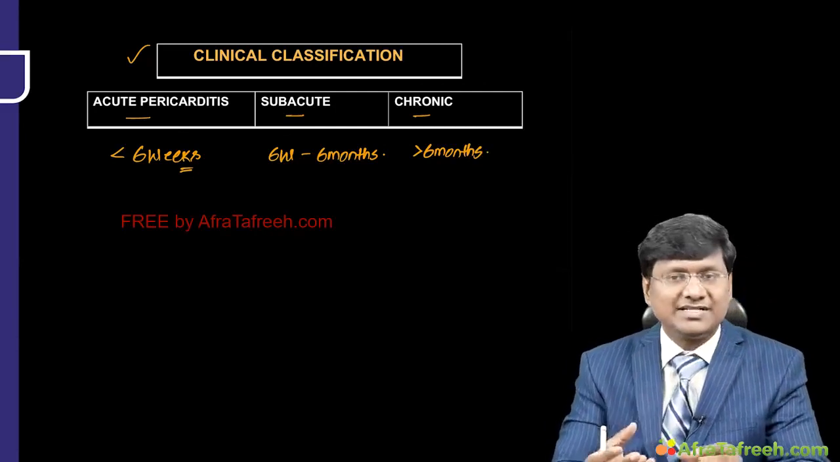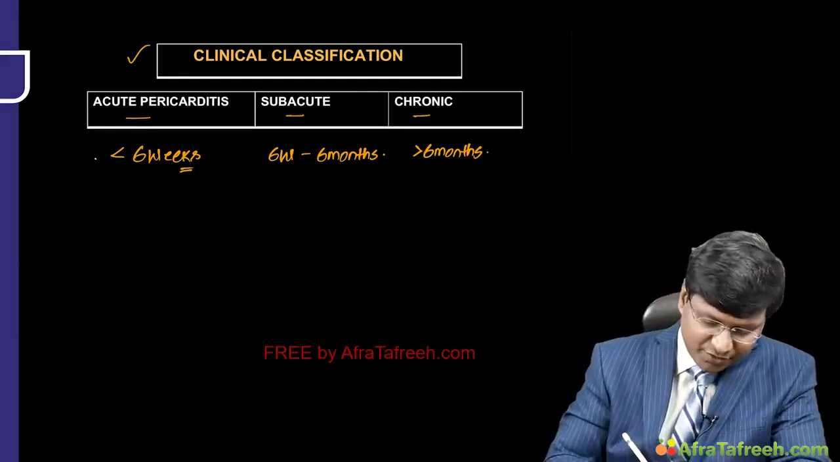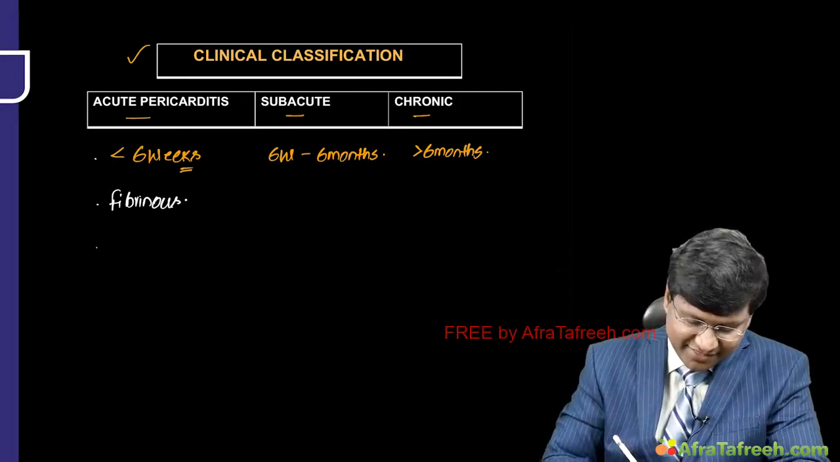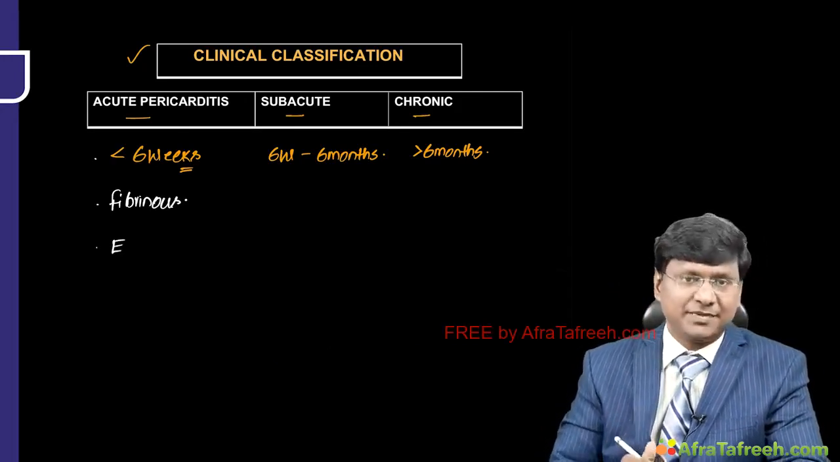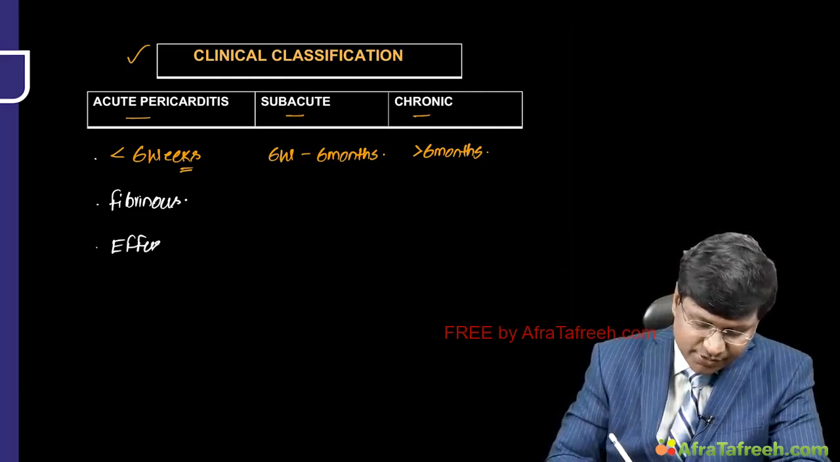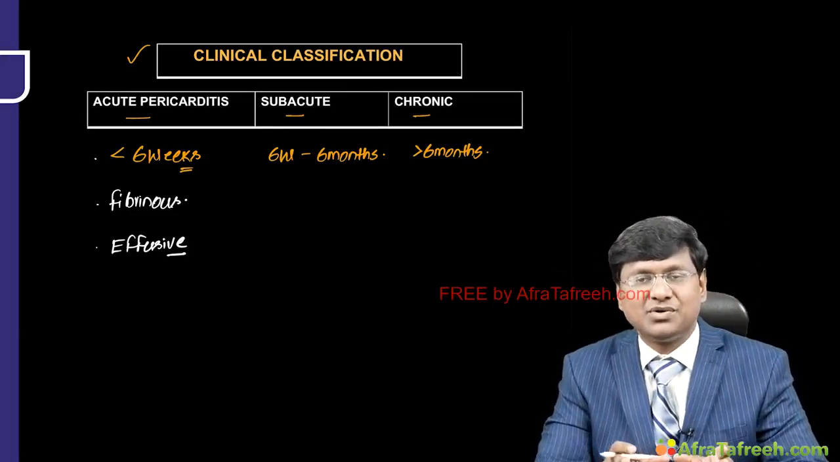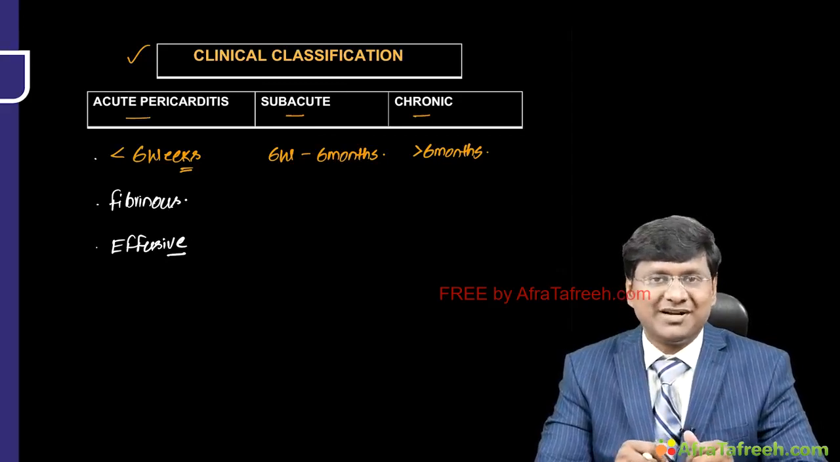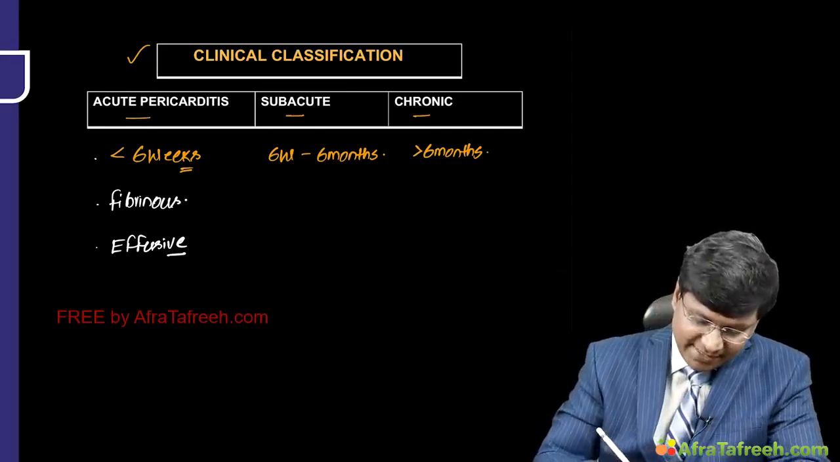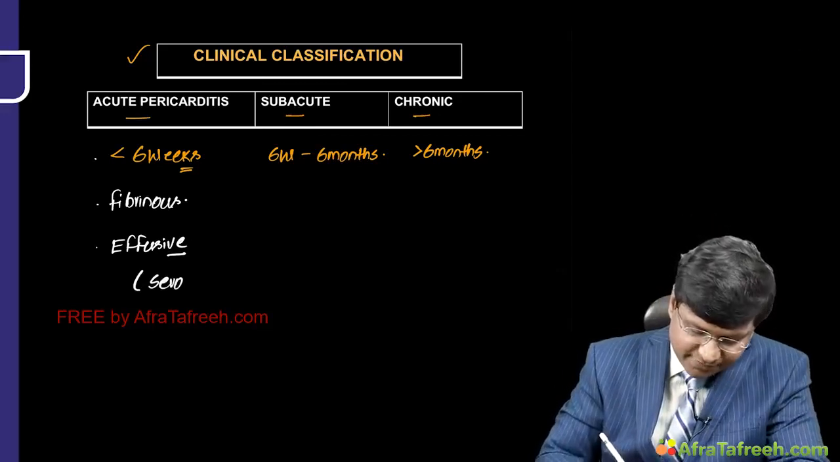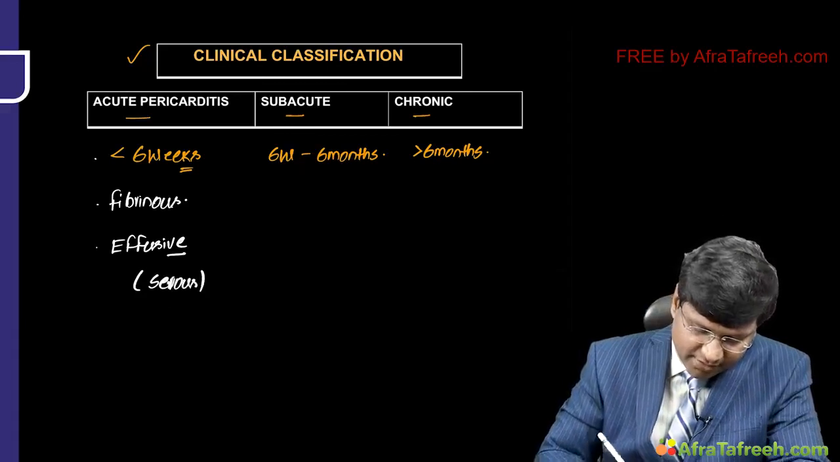All right. At the same time, you should be aware of the etiology causing the pericarditis, or what is the type of inflammation. If you take acute pericarditis, the type of inflammation will be fibrinous pericarditis. And apart from fibrinous pericarditis, we have another form, that is effusive pericarditis. What do you mean by effusive pericarditis? Effusive pericarditis means along with the inflammation, there is also the presence of pericardial effusion. Then what type of effusion is this? It is either serous effusion, or it could be a serosanguinous type of effusion.